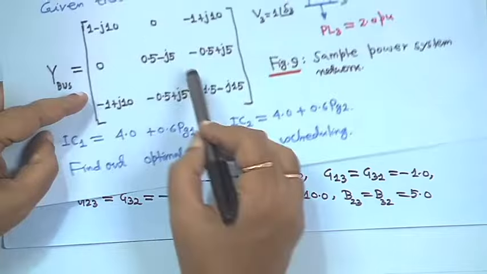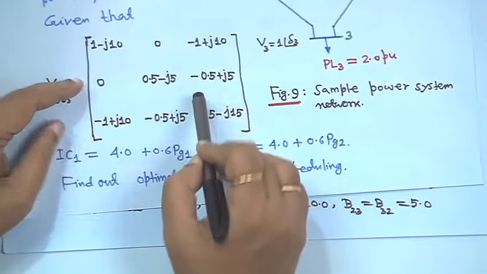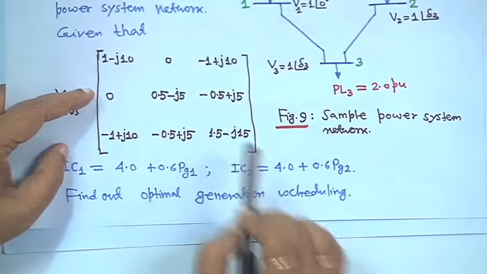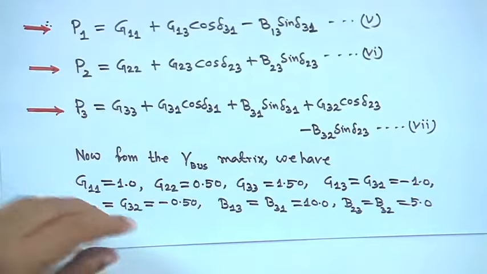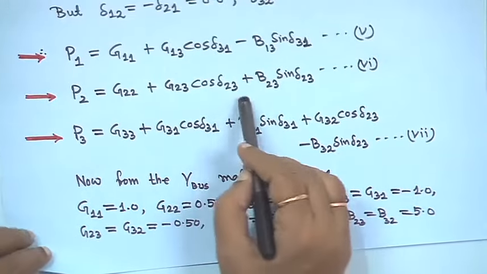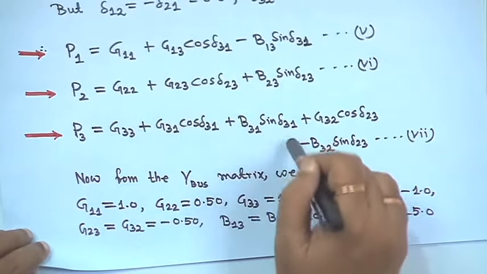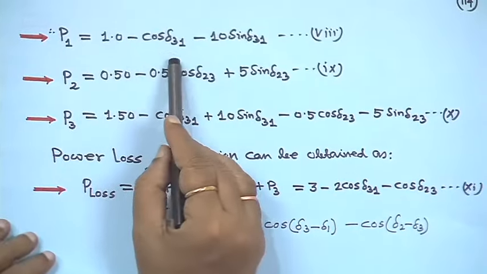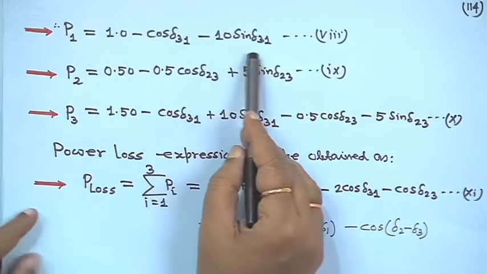Whatever the G and B values are, you will get them from this equation, y is equal to g plus j b. Once all the parameters are there, you substitute all these G and B parameters. If you do so, then P1 will be 1 minus cosine delta 3 1 minus 10 sin delta 3 1.